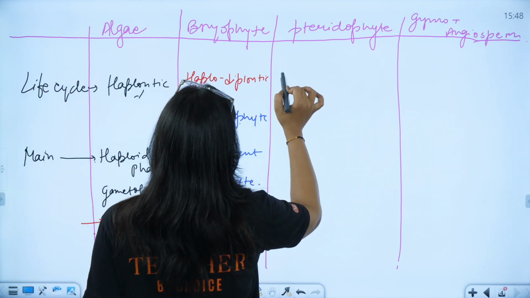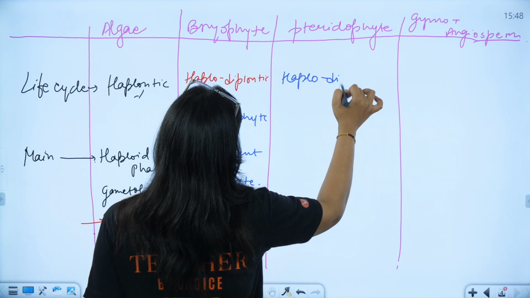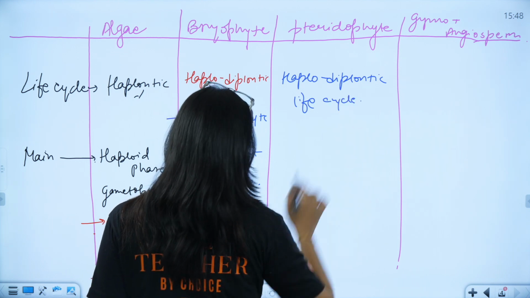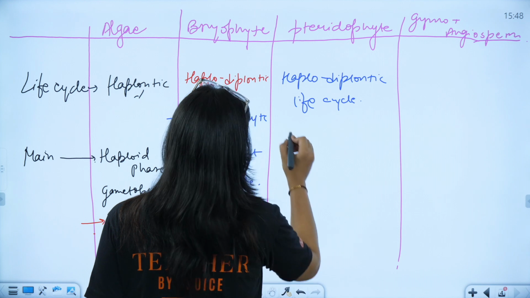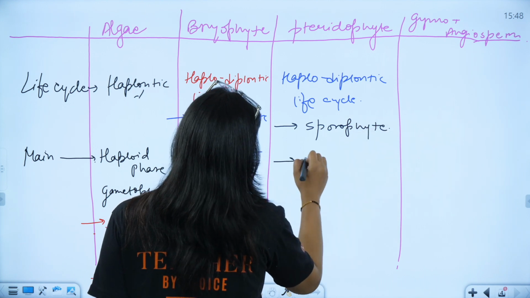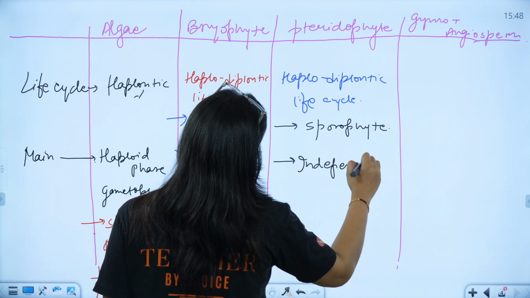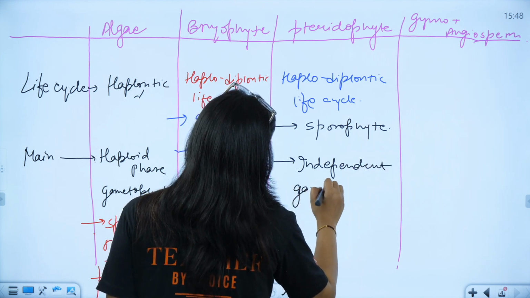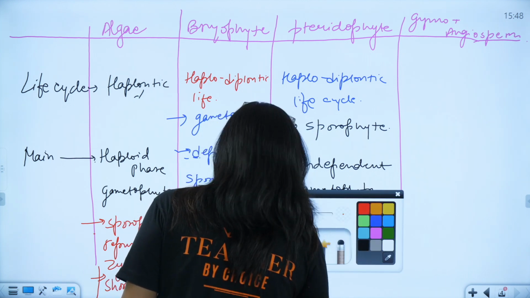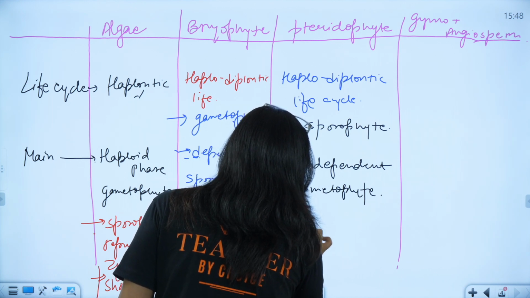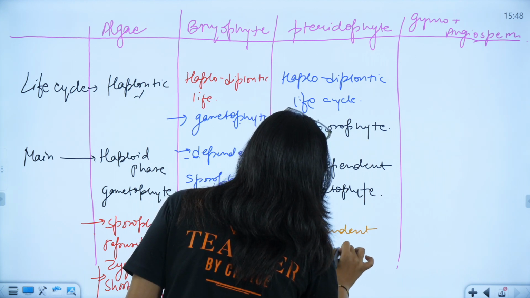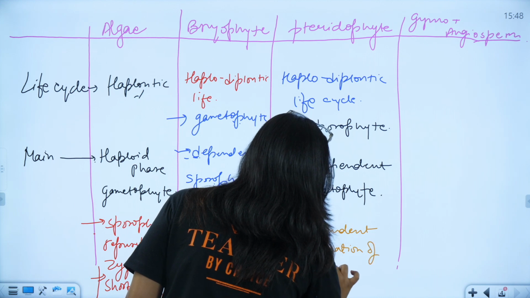The next one is your pteridophyte, having haplodiplontic life cycle. In this case, the main plant body is the sporophyte, and there is presence of an independent gametophyte. So they are going to show a very important point: independent alternation of generations.